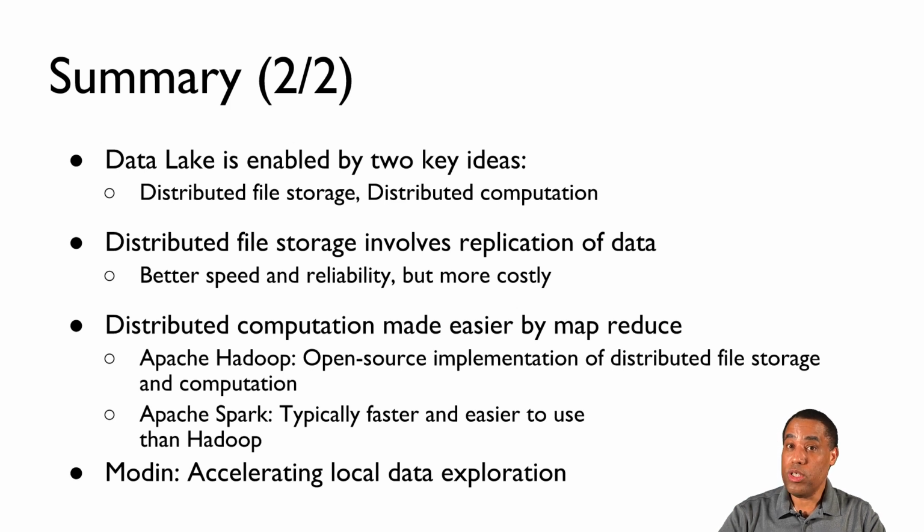Apache Hadoop is an open source implementation of Google's MapReduce and the Google file system. Apache Spark is almost always faster and is a lot easier to use than Hadoop. You can program in Python. And finally, Modin is a drop-in replacement for Pandas that accelerates local data exploration.